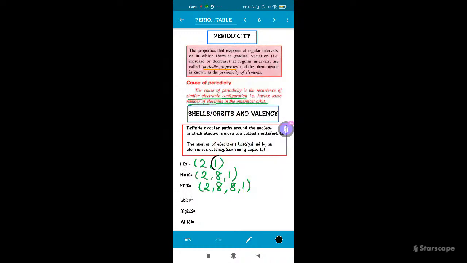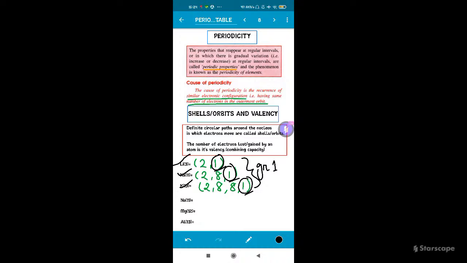The outermost shell has the same number of electrons. That means all of them belong to the same group. Which group? Group 1, because they have 1 electron in the outermost shell. So group 1. Isn't it? If you see that they belong to the same group, you can very easily say that they all have similar properties. Not exactly the same, but similar properties.